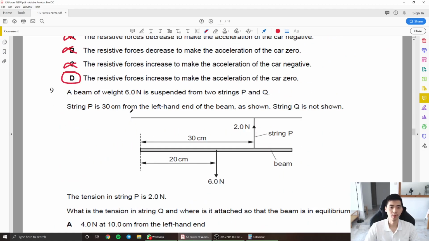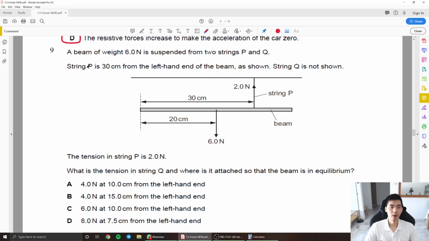Then moving on, a beam of weight 6 newtons is suspended from 2 springs, P and Q. Oh, there's 2 springs here. There's P. Oh, spring Q is not shown. Okay. The tension in spring P is 2 newtons here. What is the tension in the spring Q and where is it attached so that the beam is in equilibrium?